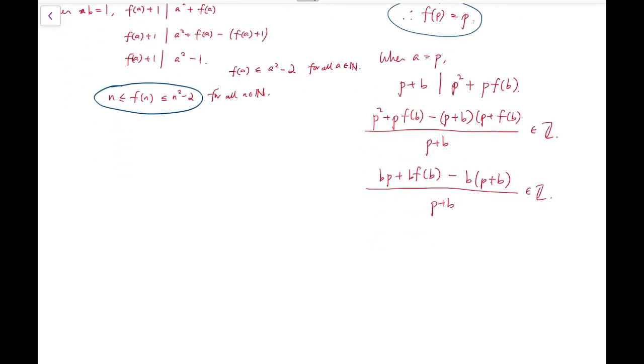Minus b times p plus b, and it's still an integer. And finally, we have removed all the prime terms at the numerator, and the rest are just in terms of b. Now, however, p is arbitrarily large, and if we fix b, the numerator will be arbitrarily large while the denominator is actually fixed. So because p is arbitrarily large, therefore, the only possibility for that fraction to be an integer is that the numerator is 0.